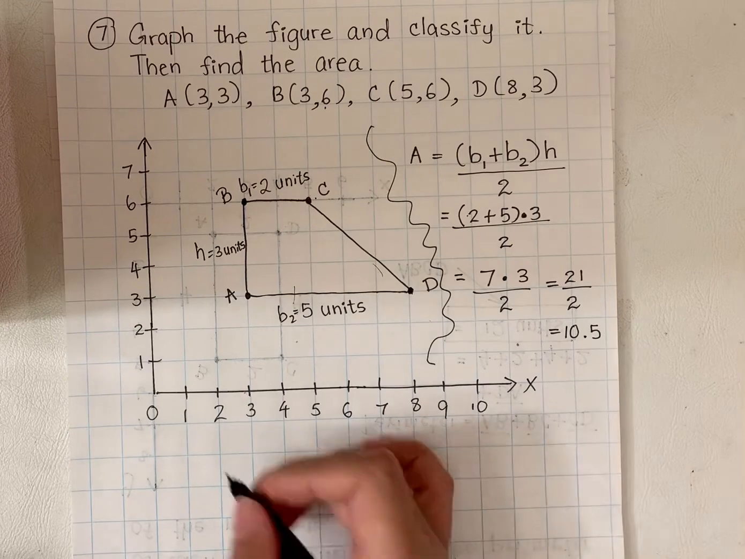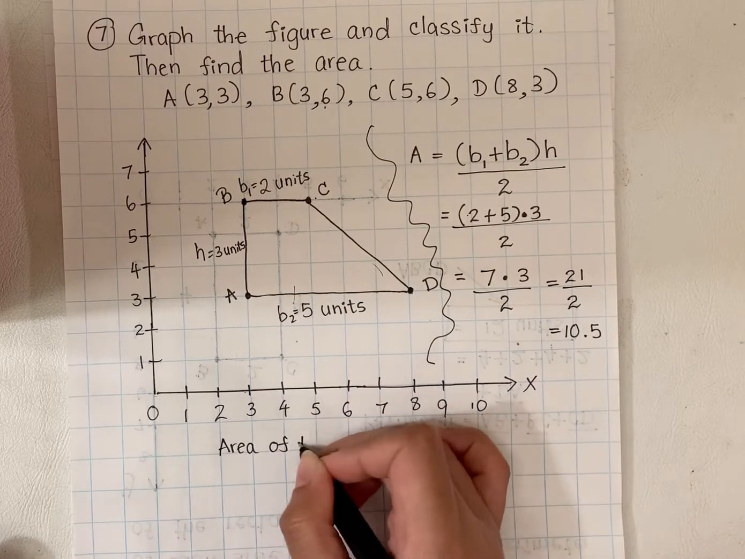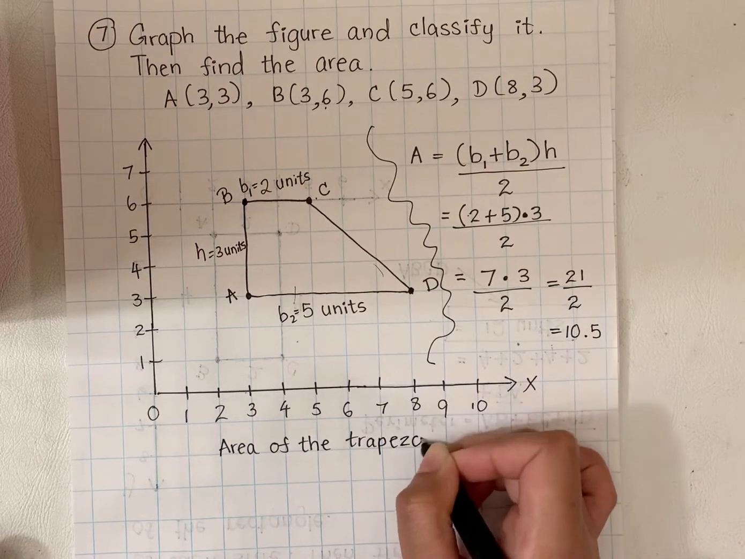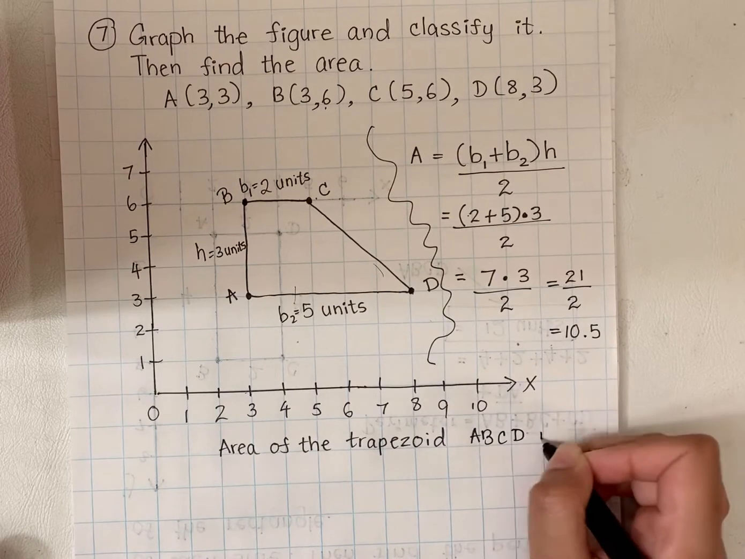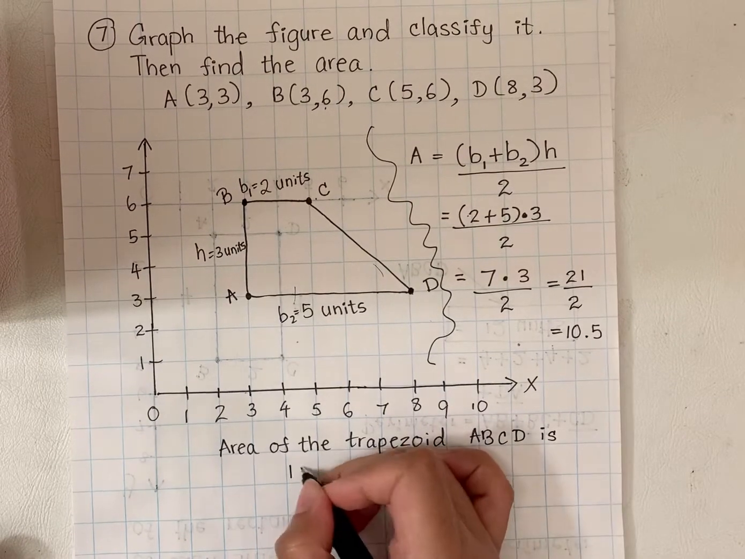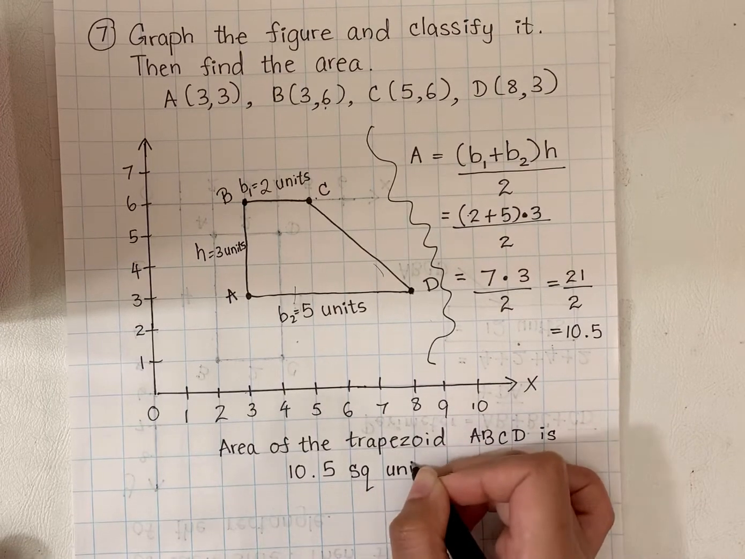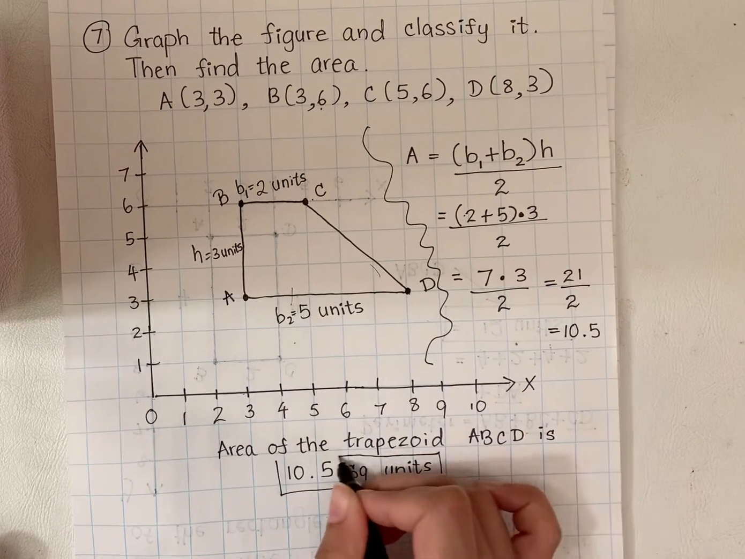Okay, so the area of the trapezoid ABCD is 10.5 square units because we are doing area in this problem and not perimeter.